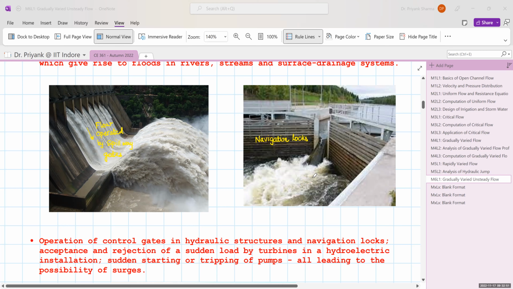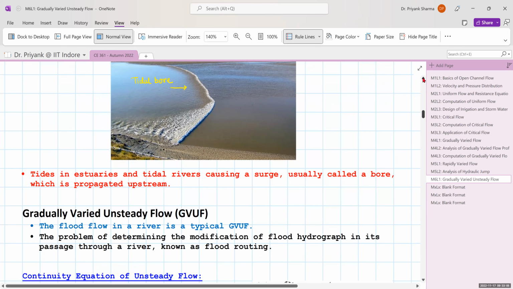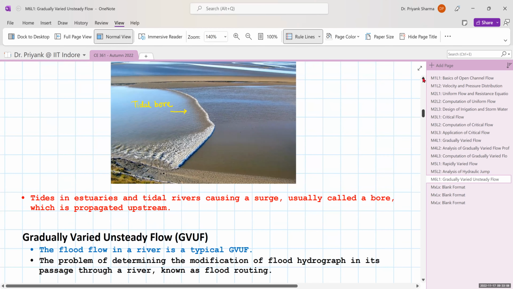So there also unsteady flow can happen. Also, if there is a sudden load increase in turbines in a hydroelectric power plant, then also unsteady flow or transient can happen. And the last one is a natural phenomenon, that is the tides which happen in the estuaries or the tidal rivers that cause a surge. So this is usually called a bore and it is propagated upstream.